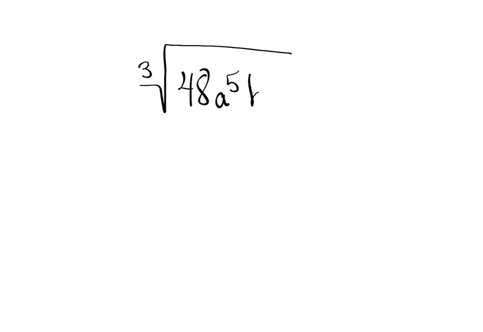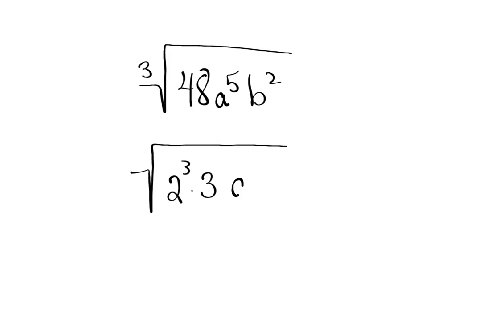Now, let's look at an example. Let's say I have the cubed root of 48 a to the fifth b squared. The first thing I'm going to do is look at this as real simplifying of a radical. Let's look at it in terms of prime numbers. 48 is really 2 cubed times 3, and then I have a to the fifth b squared.